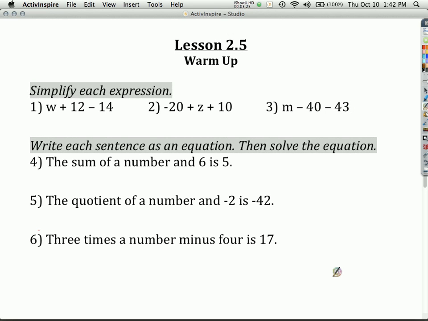Today's warm-up for lesson 2.5 is a review of the last few ideas. But today's warm-up also serves another purpose. It will lead us into today's lesson. It's very important that you understand how all of these questions work so that you can be successful with today's lesson. So let's start with the first three.